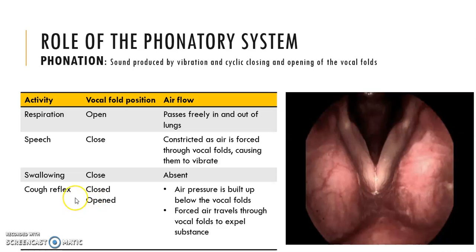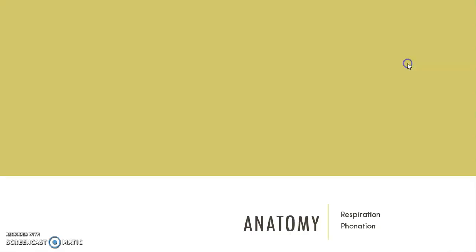For coughing, the vocal folds close and open. So they close together to build up pressure below the vocal folds, and then they open slightly so that air can be forced through the vocal folds to expel whatever's in the trachea.